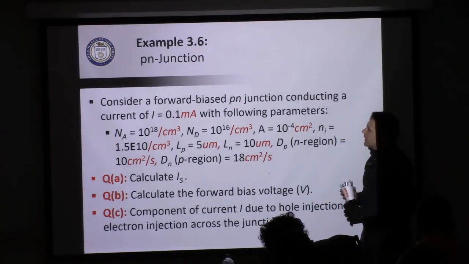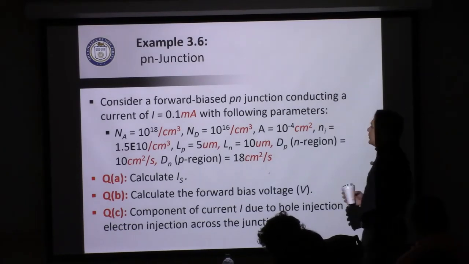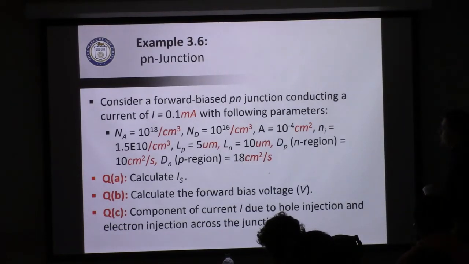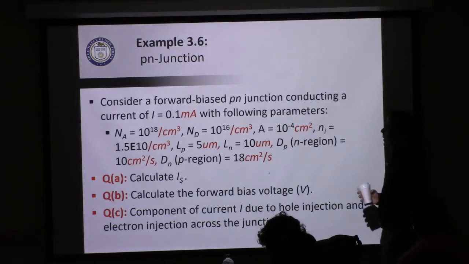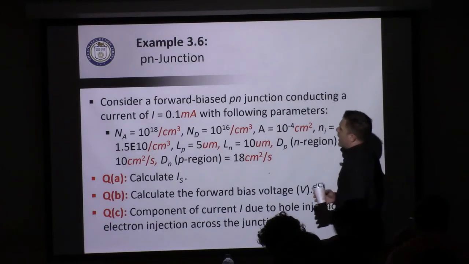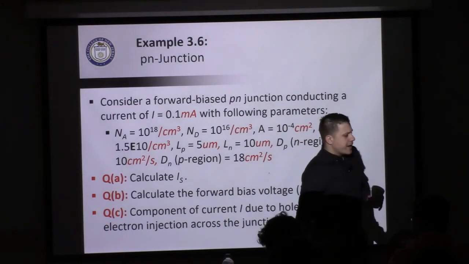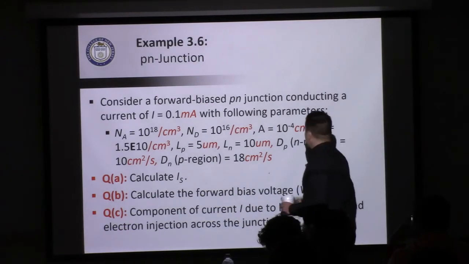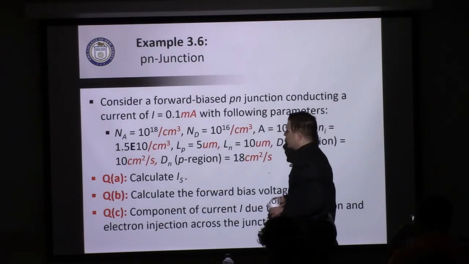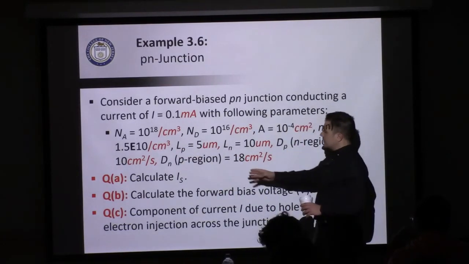But before we end, taking a look at example 3.6. So example 3.6, we didn't do this last time, did we? No? Okay. So example 3.6 asks us to consider a forward biased PN junction conducting a current of 100 microamps with the following parameters. So we have our doping concentration values. We have our cross-sectional area. We have our diffusion lengths. We have our diffusion constants, and that's it.